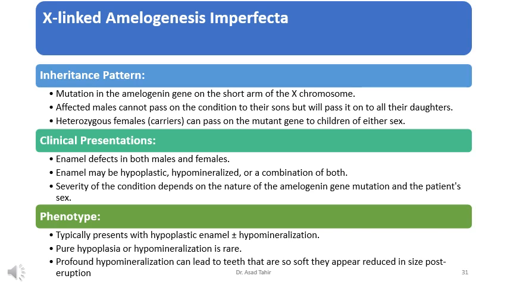Clinical presentations. Enamel defects in both males and females. Enamel may be hypoplastic, hypomineralized, or a combination of both. Severity of the condition depends on the nature of the amelogenin gene mutation and the patient's sex. Type typically presents with hypoplastic enamel, plus or minus hypomineralization. Pure hypoplasia or hypomineralization is rare. Profound hypomineralization can lead to teeth that are so soft they appear reduced in size post-eruption.